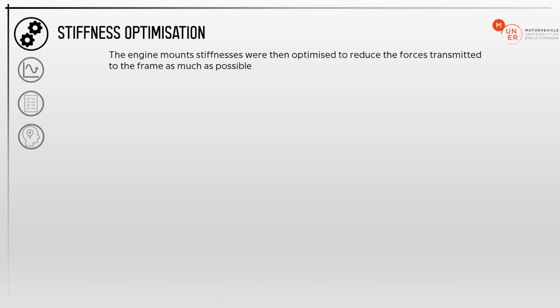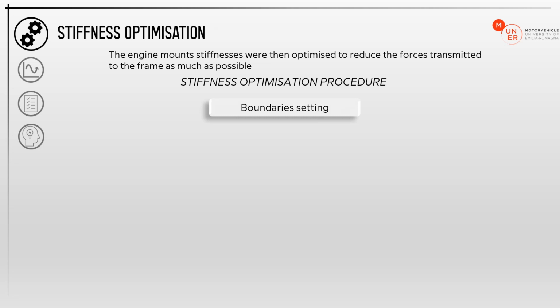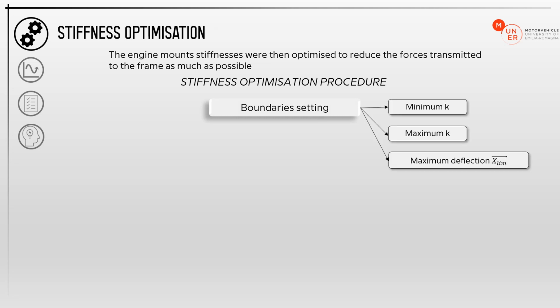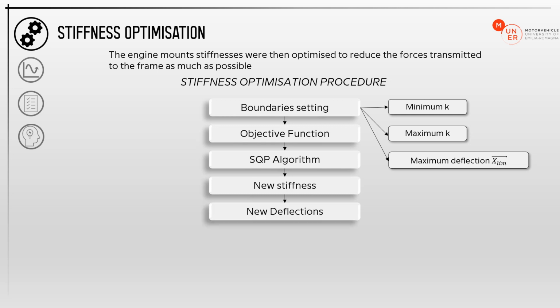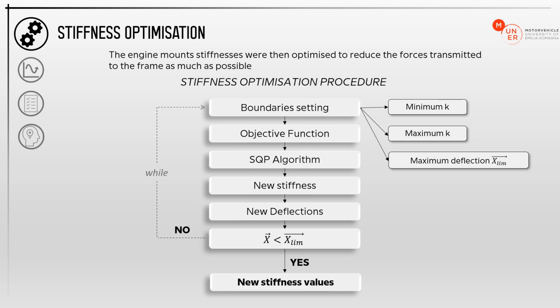This is why we decided to optimize the engine mounts. We set our boundary settings in terms of minimum stiffness, maximum stiffness, and maximum deflection of the engine. Then we defined an objective function, which is to minimize the forces transmitted. This is the algorithm that we used to solve the problem. The algorithm provided some stiffness coefficients. The deflections are calculated, and if such deflections are inside the boundary, then we have finished. Otherwise, we have to repeat the cycle again.